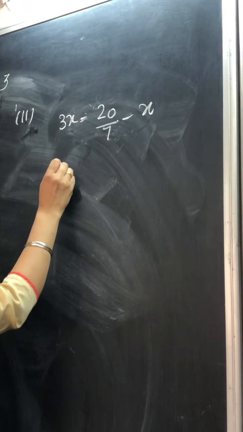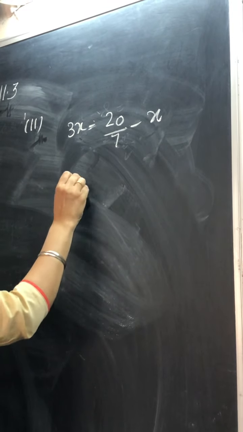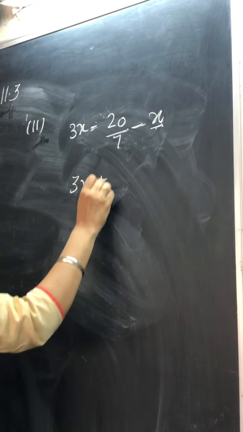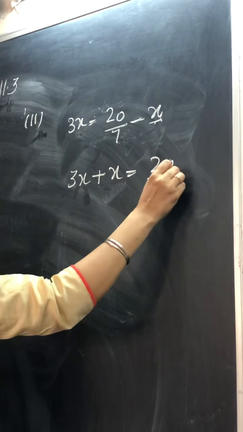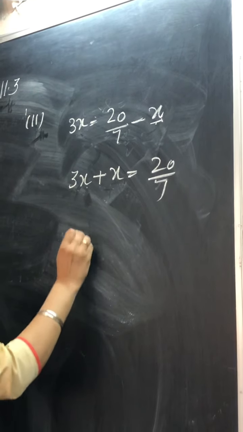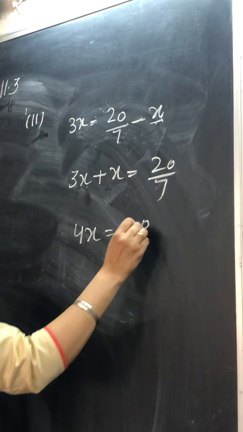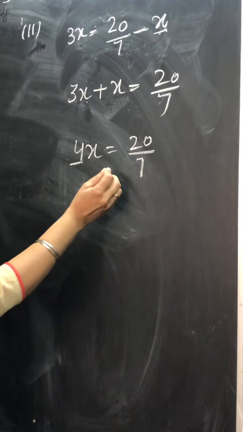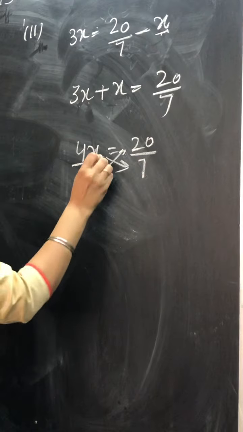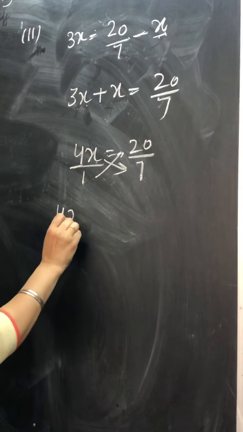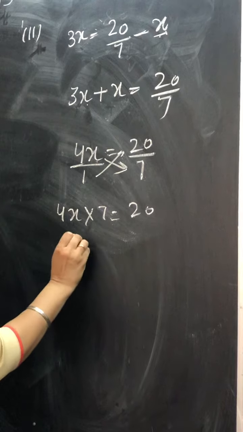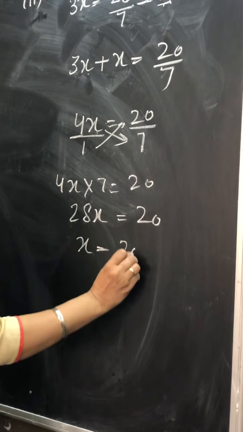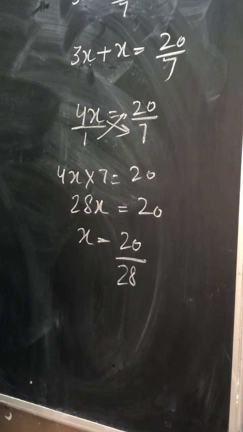First of all, what we will do, 3x, we will take this term x to that side, it will get plus. Now 3x plus 4x, 1x is 4x, equals 20 by 7. Now 4 is multiplying here, we will cross multiply. 4x multiplied by 7 is 28x and 20. x is 20 by 28.